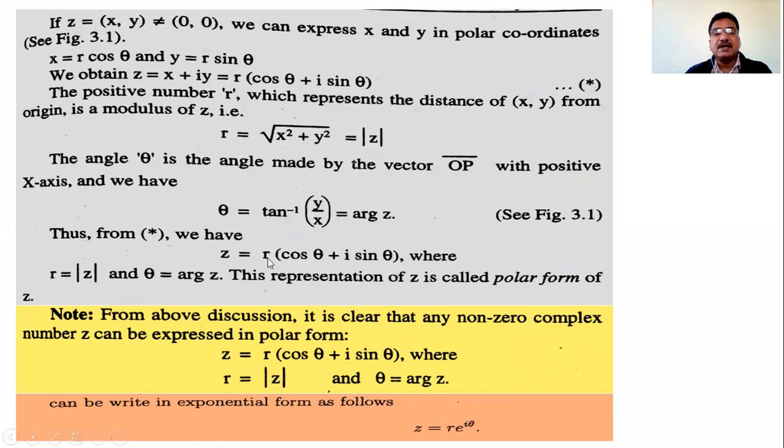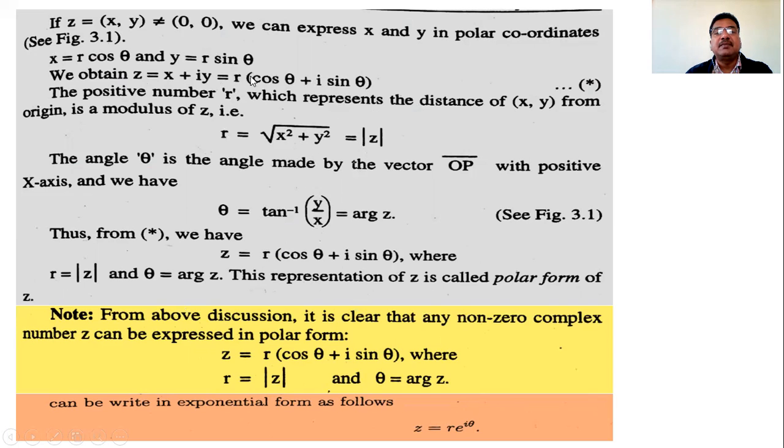Okay, so z is equal to r cos theta plus i sin theta, which is another form of the same number x plus yi, and this is called the polar form of z. The first is the coordinate form, and this is the polar form. If we write z in this form, r in bracket cos theta plus i sin theta, where r is what?